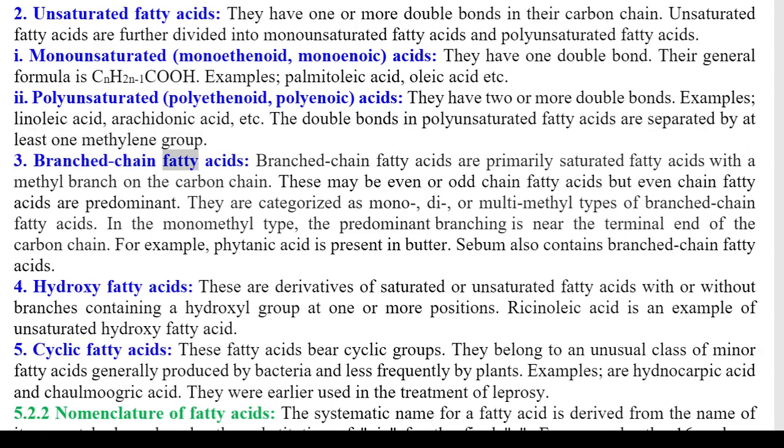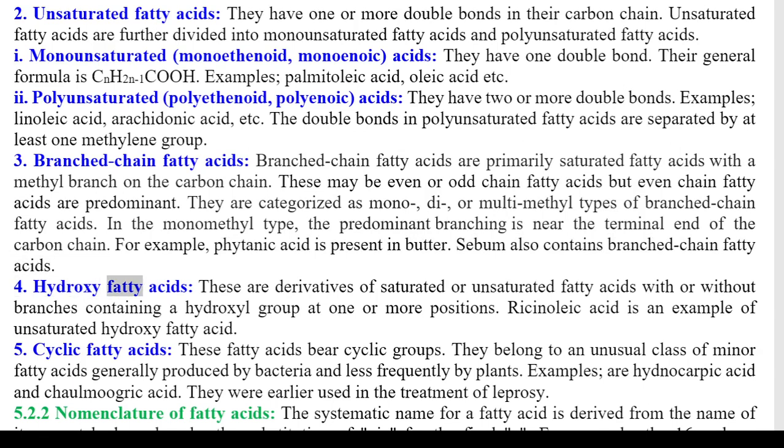3. Branched chain fatty acids. Branched chain fatty acids are primarily saturated fatty acids with a methyl branch on the carbon chain. These may be even or odd chain fatty acids, but even chain fatty acids are predominant. They are categorized as mono-, di-, or multi-methyl types. In the monomethyl type, the predominant branching is near the terminal end of the carbon chain. For example, phytanic acid is present in butter. Sebum also contains branched-chain fatty acids.